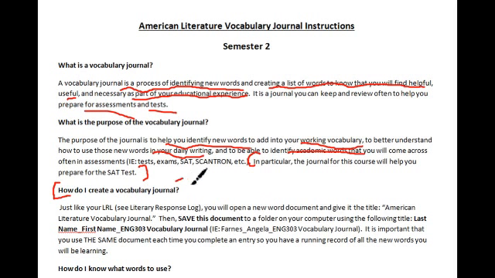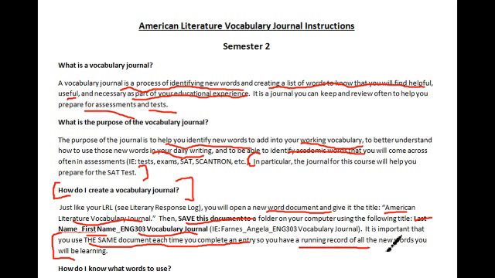Now that you know what the vocabulary journal is and the purpose of it, let's talk a little bit about how you're going to create your vocabulary journal in this course. Just like other assignments in this class, for your vocabulary journal, you will open up a new Word document, simply give it the title American Literature Vocabulary Journal, and then save this document to a folder on your computer using your last name, first name, and then the title English 303 Vocabulary Journal.